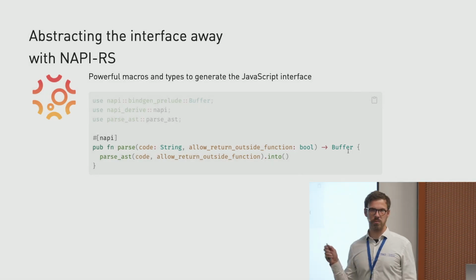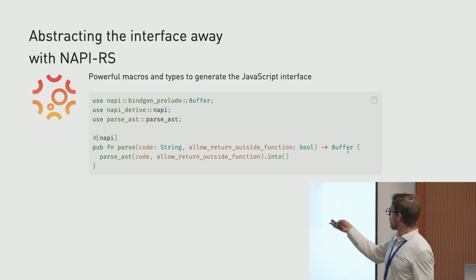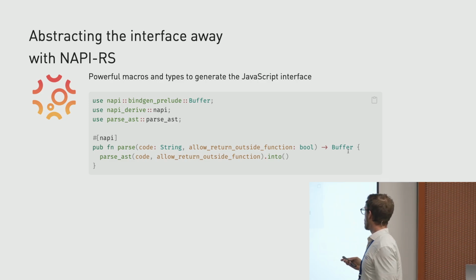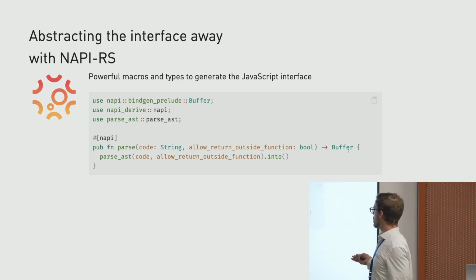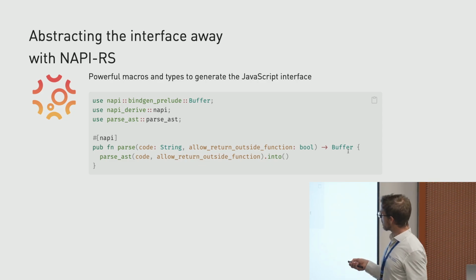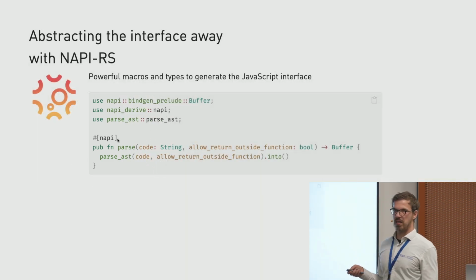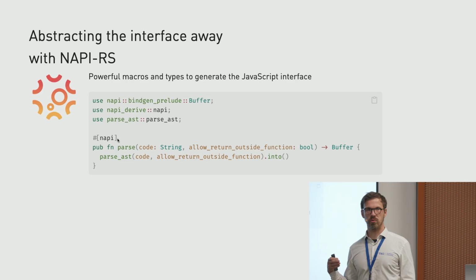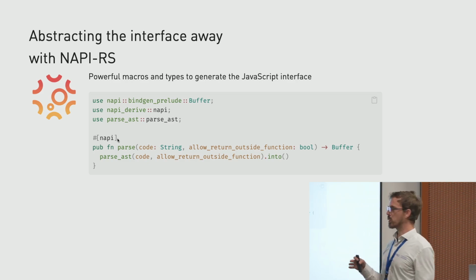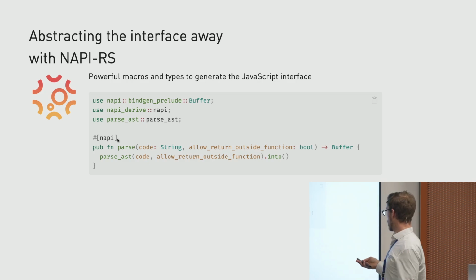The buffer is not a built-in type. It is actually imported from NAPI, and the reason I'm using the buffer is because NAPI then does some magic. Above this function, I have this macro, #[napi]. This is an attribute macro. It can basically read the entire code I'm writing, add additional stuff, mutate stuff, whatever.